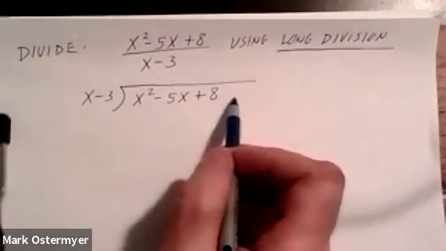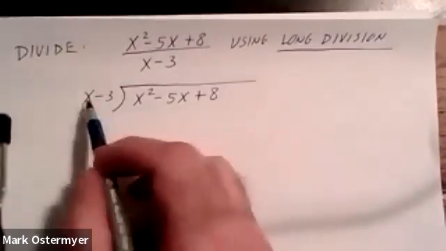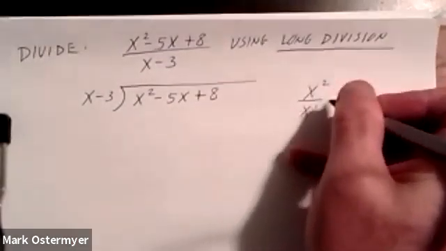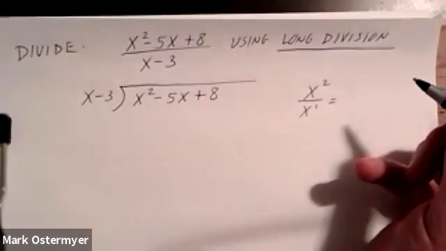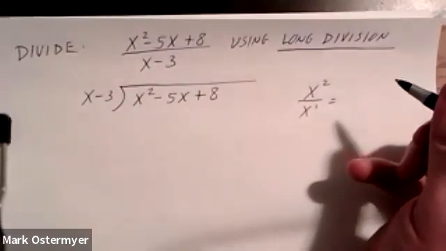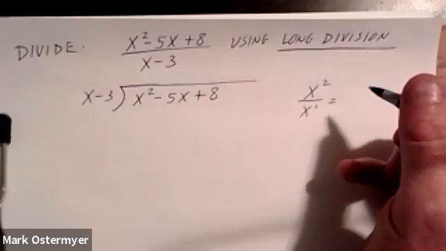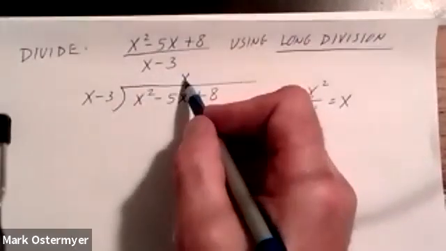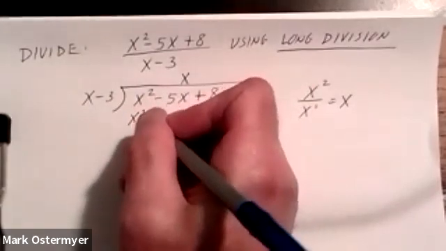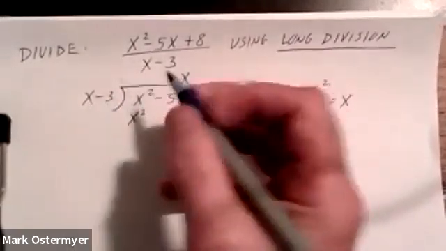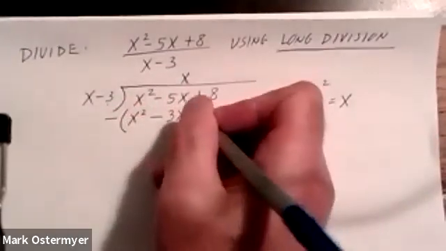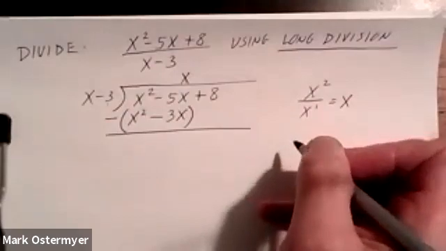Notice both divisor and dividend are in descending order. We're not missing any powers of x. X divides into x squared how many times? X times. X is the first term in your quotient. X gets multiplied by your divisor. X times x, x squared. X multiplied by negative 3, minus 3x. Subtract off the whole polynomial. What happens to the x squareds?